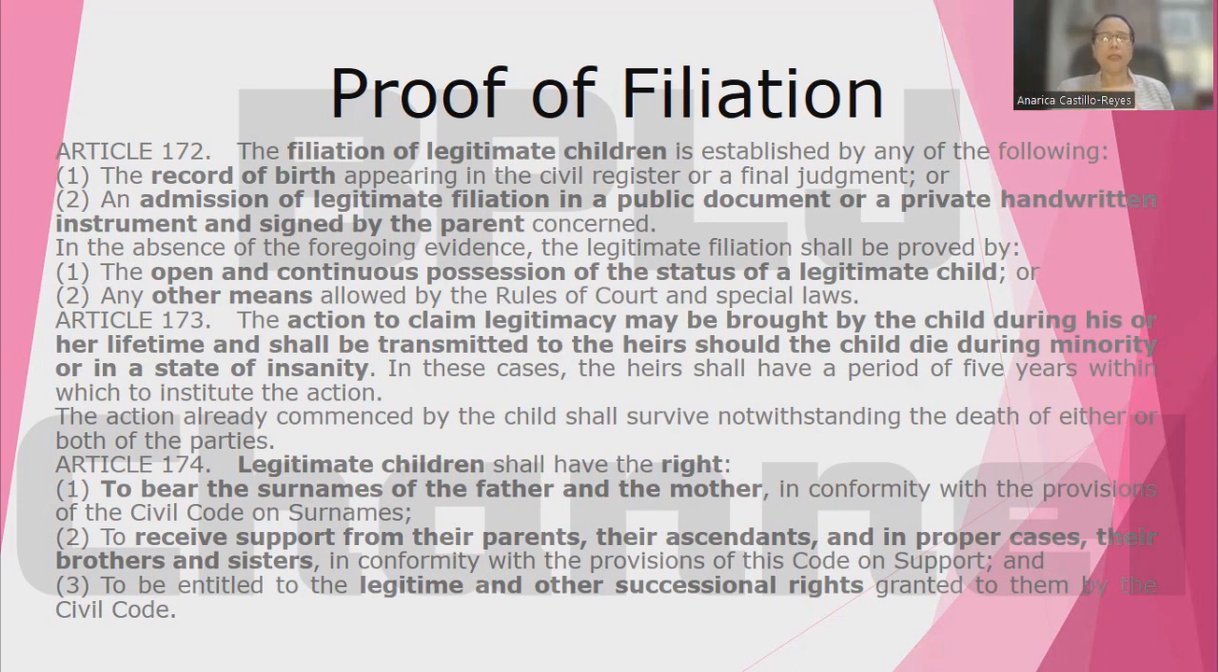Now there is also a secondary form of evidence to establish the filiation of legitimate children. What are they? First, the open and continuous possession of the status of a legitimate child, which may be shown through pictures, through witnesses stating that you have enjoyed the open and continuous possession, have been treated by your putative father as his legitimate child, and any other means allowed by the rules of court and by special laws.